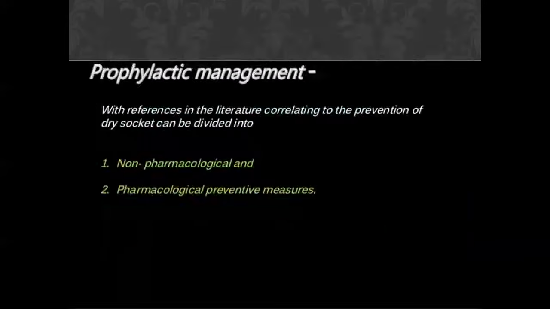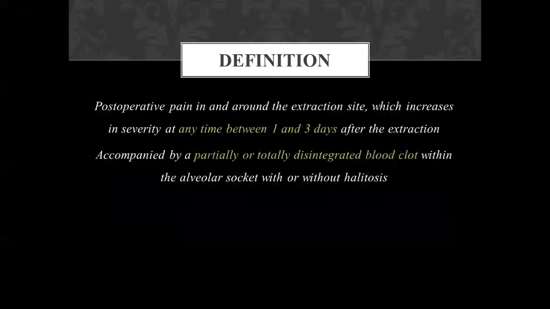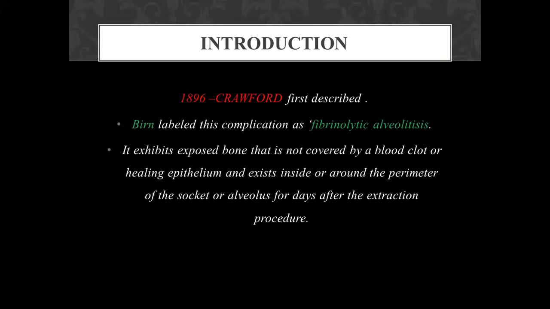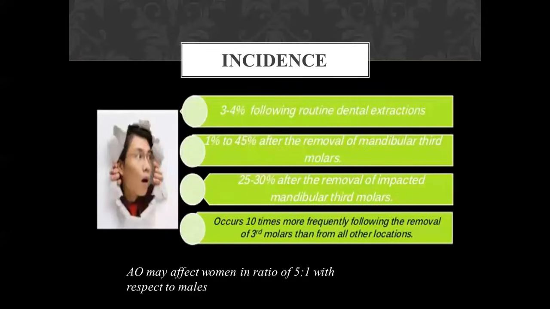So remember a few words: dry socket, which is nothing but alveolar osteitis. There are a few synonyms available for dry socket, as I mentioned in the previous slide. Just remember the synonyms, and the name of the author who first described it, and the author who gave the complication the name fibrinolytic alveolitis, which is Burns. And remember the Burns hypothesis, and remember the onset and the duration.